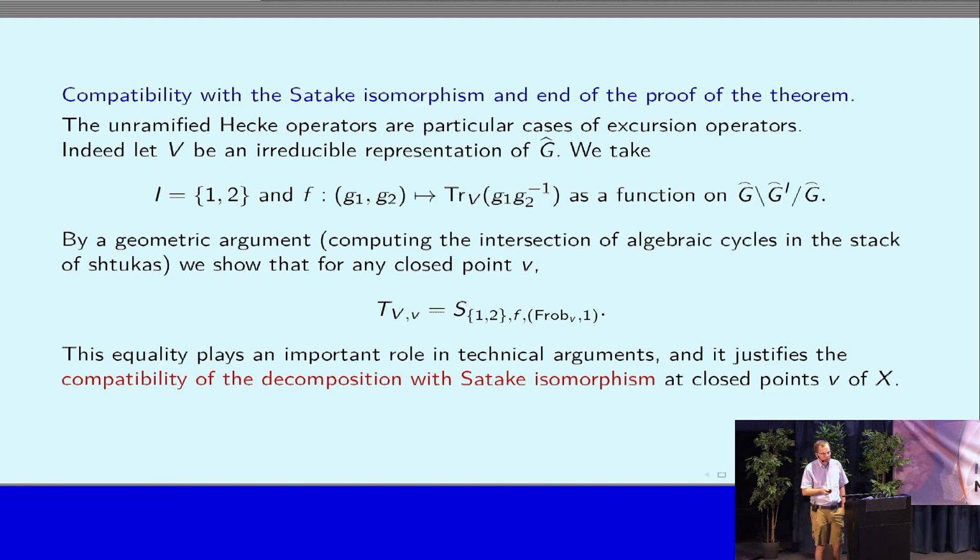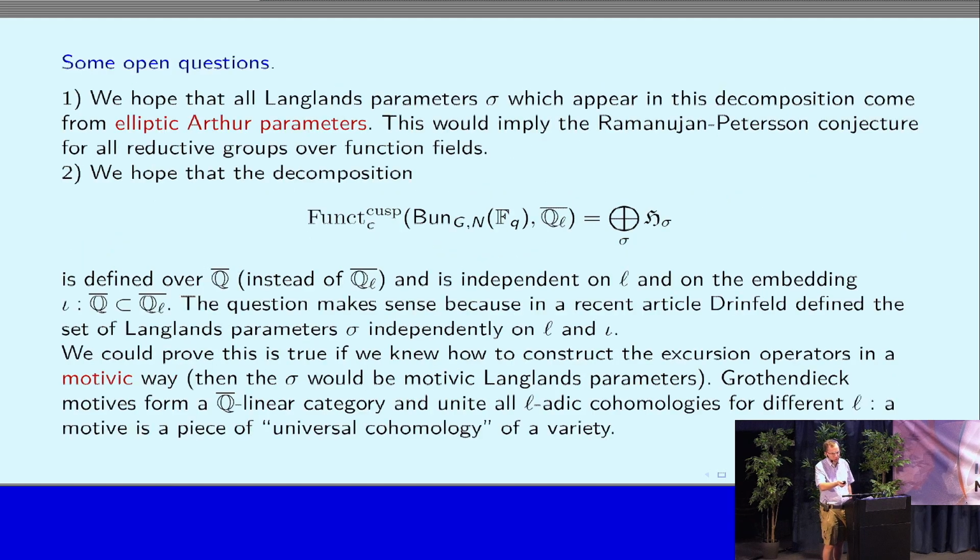But in general, there are more. There can be excursion operators which do not come from unramified Hecke operators. So there are some open questions. Oh yes, I forgot to say that we did the spectral decomposition only for cuspidal automorphic forms, because the space is finite dimensional. But later in the talk, I will explain what happens for non-cuspidal. So we expect that all the sigma which appear in the decomposition of the cuspidal automorphic forms come from elliptic Arthur parameters. We expect that this decomposition is defined over Q bar instead of QL bar, but this is a very hard problem because it's related to motives.